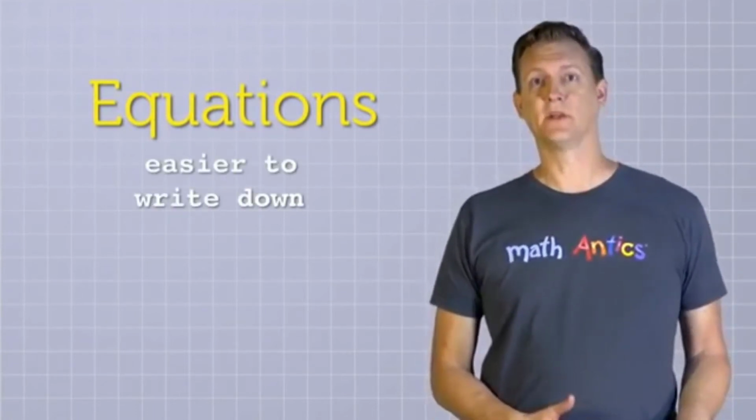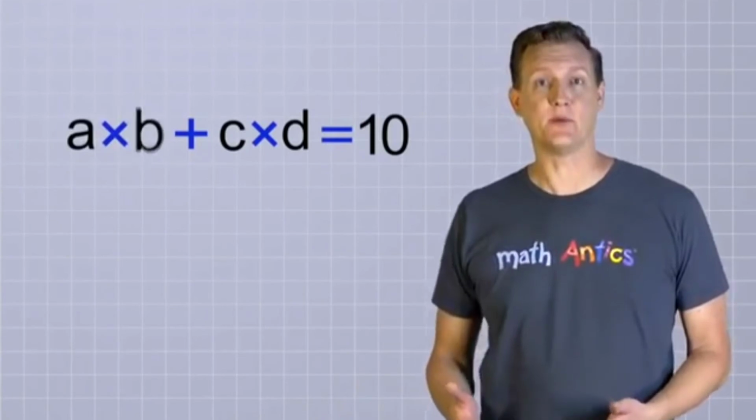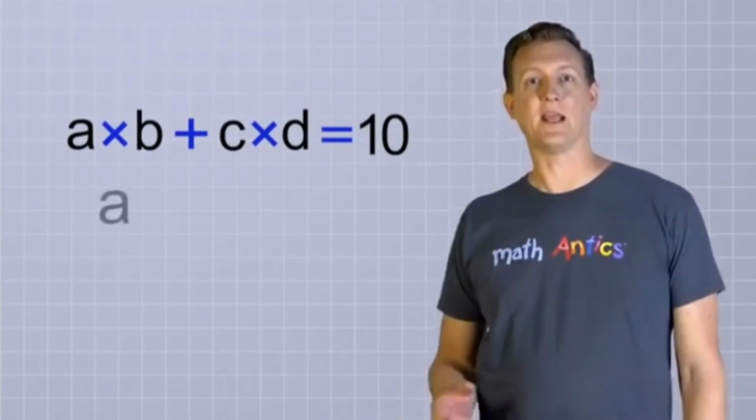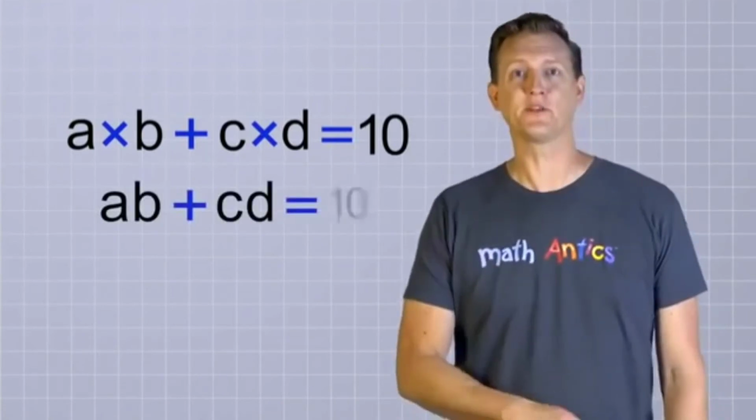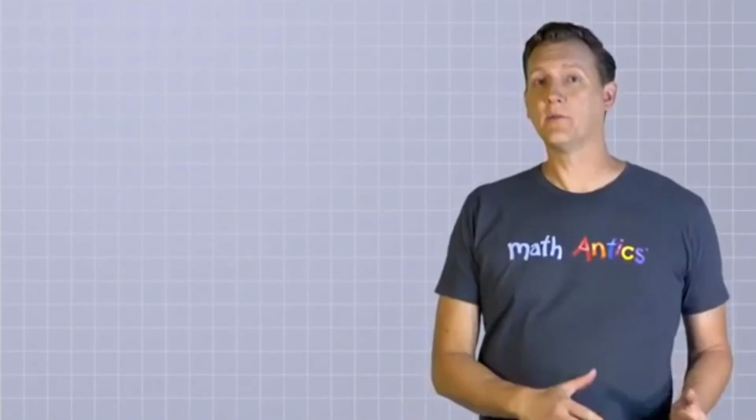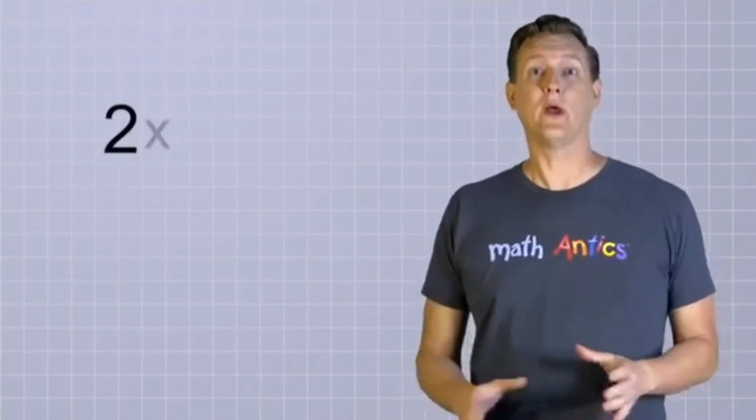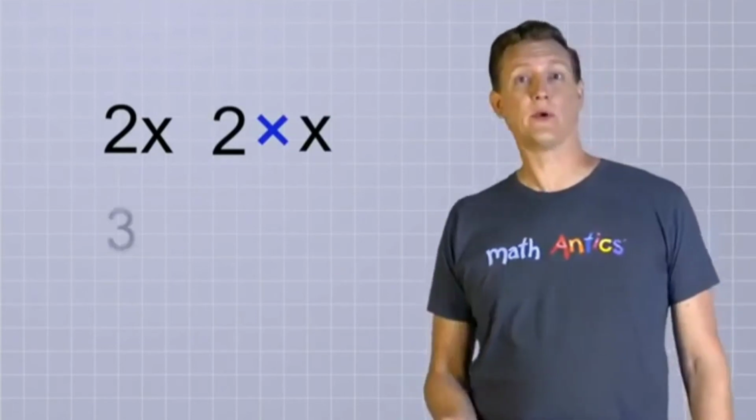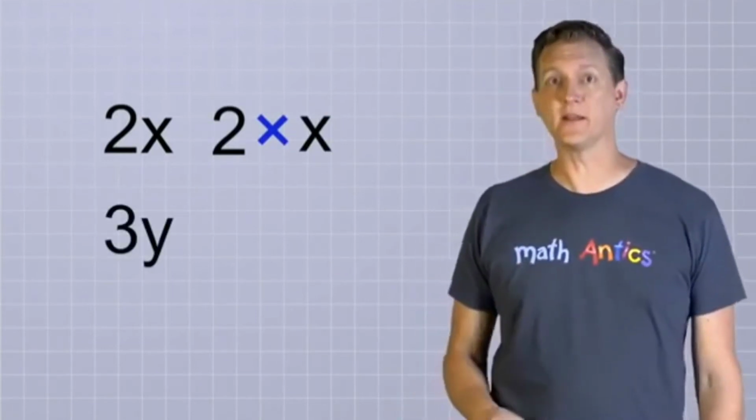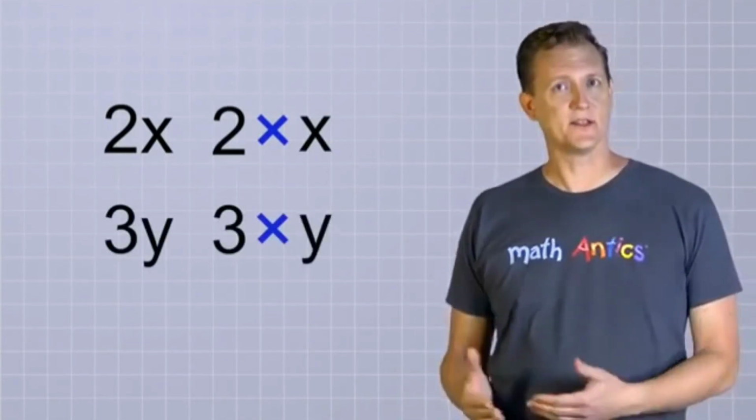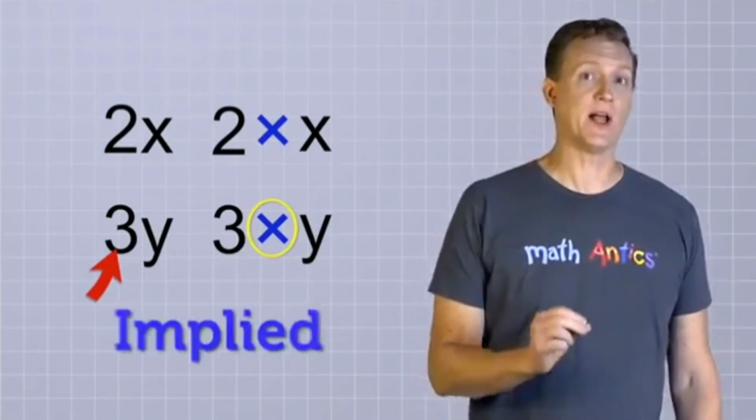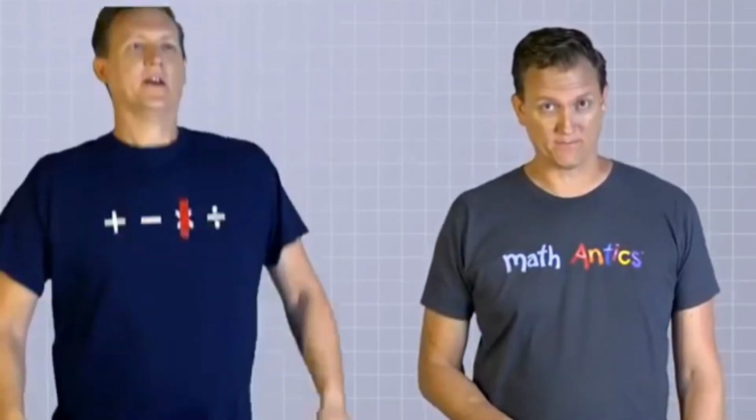For example, instead of this, a times b plus c times d equals 10, you could just write ab plus cd equals 10. You can also use this shorthand when you're multiplying a variable and a known number, like 2x, which means the same thing as 2 times x, or 3y, which means the same thing as 3 times y. Since the symbol and the number are right next to each other, the multiplication is implied. You don't have to write it down.